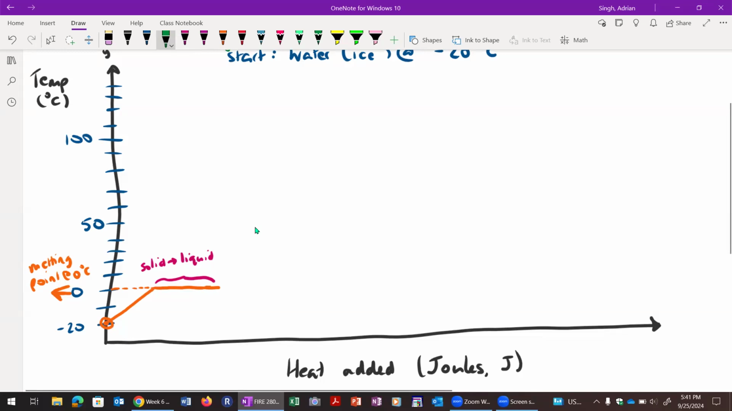In this first initial portion here, right, the slanted region, what we have is the temperature of just the ice is increasing until we get to the melting point.